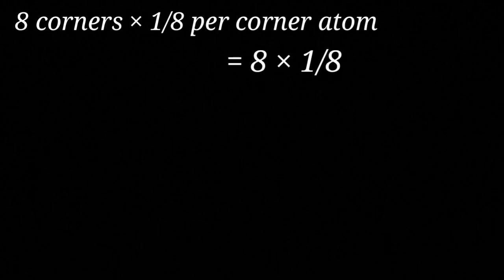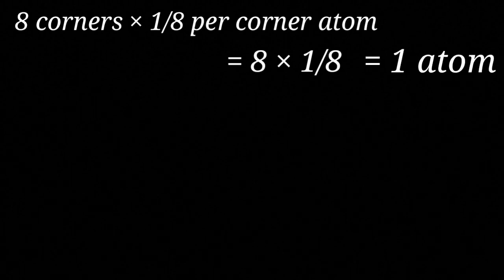As we have already calculated, there are 8 corners, and from each corner you will get 1 by 8 of an atom. So it is 8 corners into 1 by 8 per corner atom, that is 8 into 1 by 8, which equals 1 atom. And for the face centers, as I have already said, one face is divided into two parts, so it is shared between two unit cells.